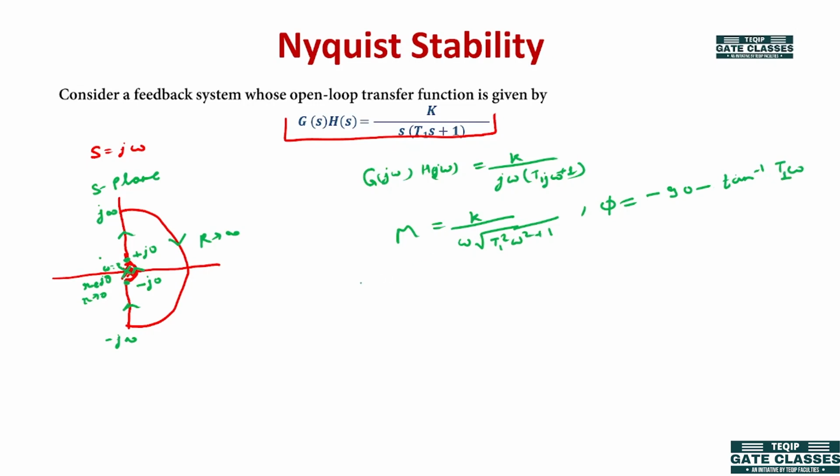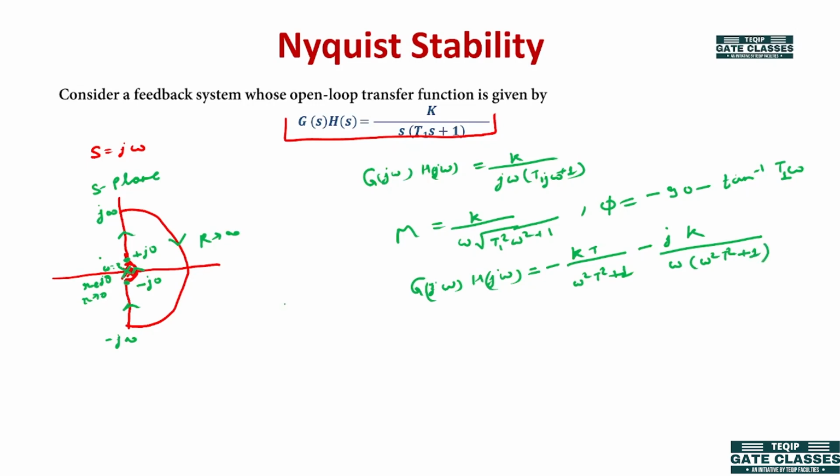Okay, and in rationalization form, or in rectangular form, we can write this in complex form, in terms of real and imaginary part, and this would be equal to KT upon ω square T square plus 1 minus jK upon ω into ω square T square plus 1.